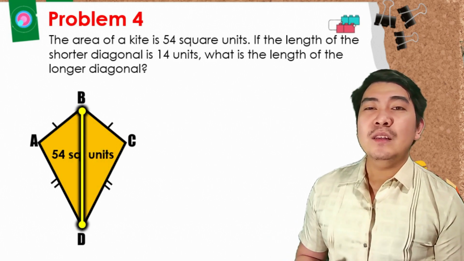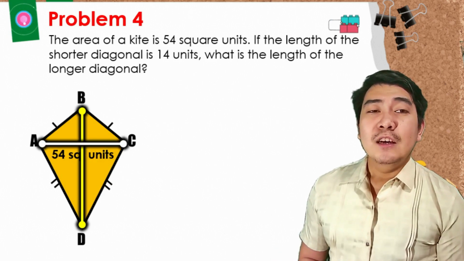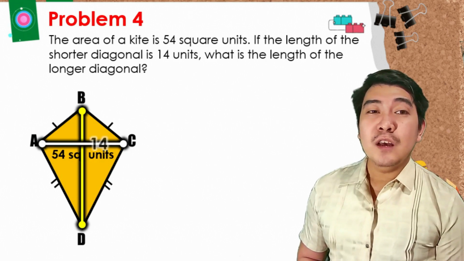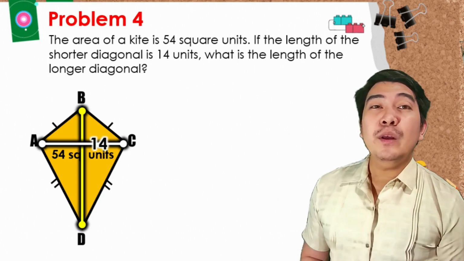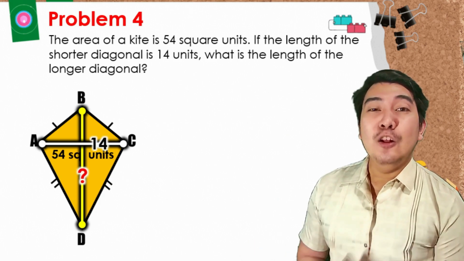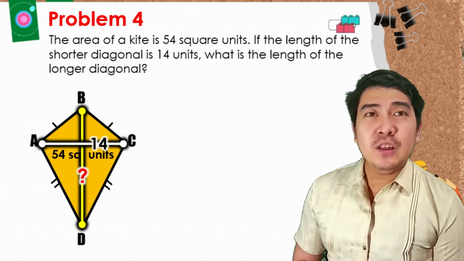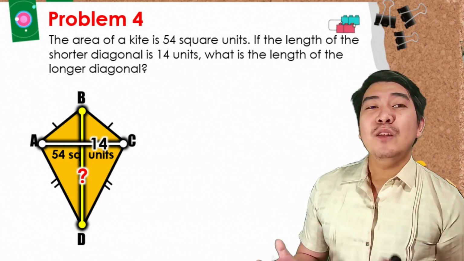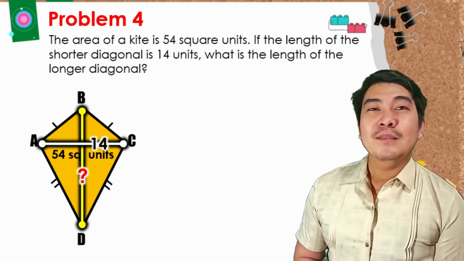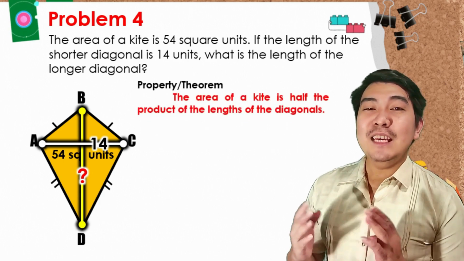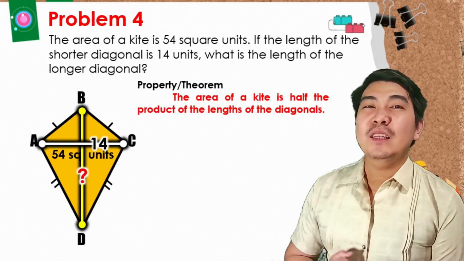Let us now have the diagonal since the problem deals with the diagonal. So the shorter diagonal measures 14 units, according to our problem. And we are going to find the length of the longer diagonal. So papaano natin gagawin yun? Anong property ni kite ang pwede natin gamitin for us to get the length of the longer diagonal? So that will be the area of a kite is half the product of the lengths of the diagonals.